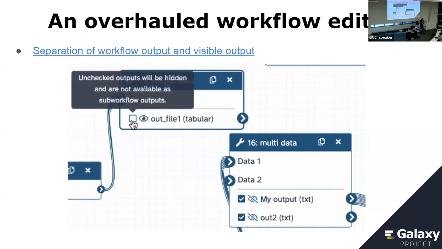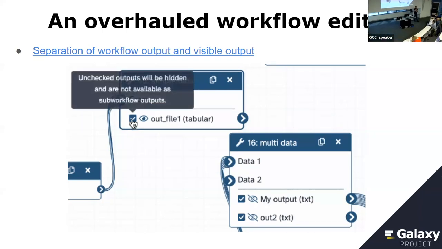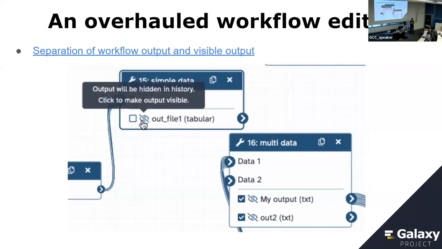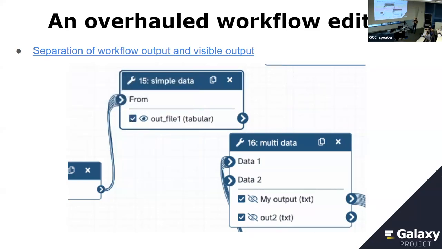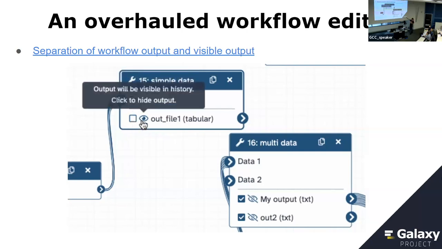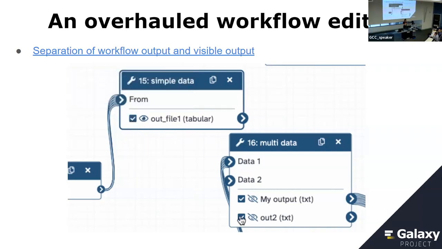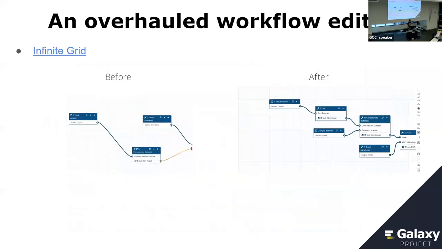And that would also control whether or not the output is visible in the history, which works well if you're not using sub-workflows. But if you have a sub-workflow, you may want to show outputs that are not important for your sub-workflow and vice versa. You may want to have output from a workflow that doesn't interest the user at all and shouldn't be visible in the history. So the separation, it's something simple, but it makes creating workflows that reuse other workflows much easier. And yeah, it looks small, but it's a big deal.